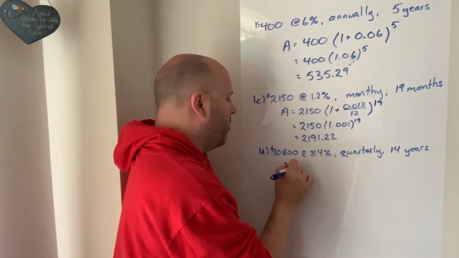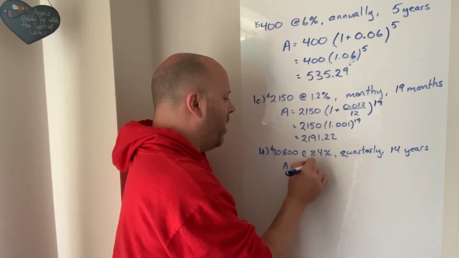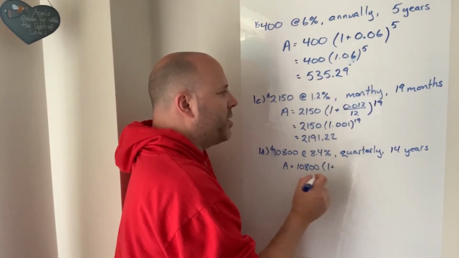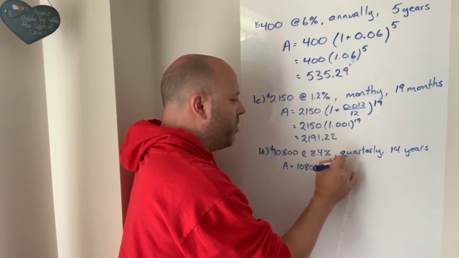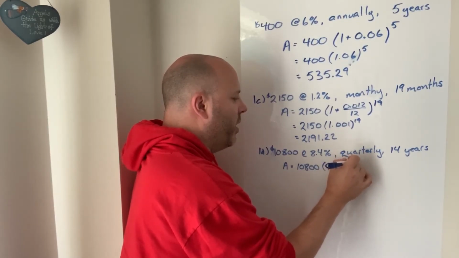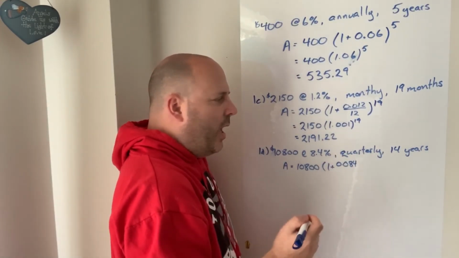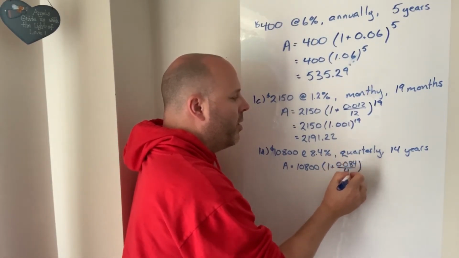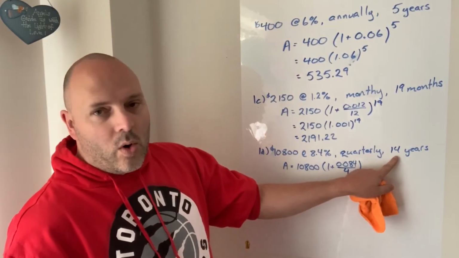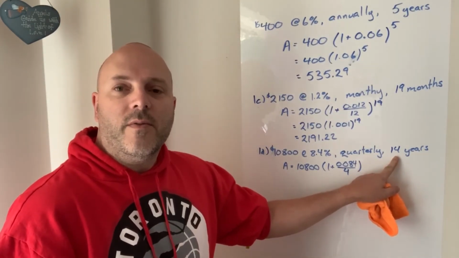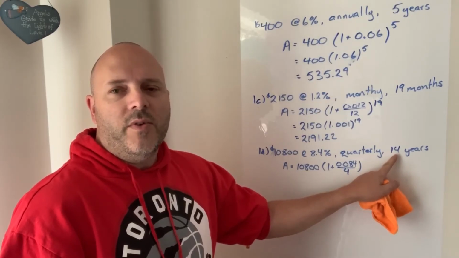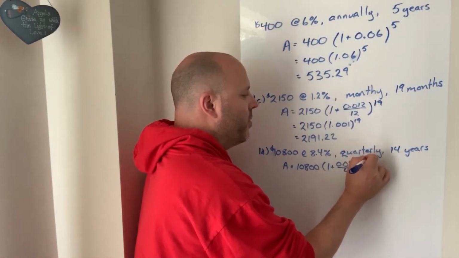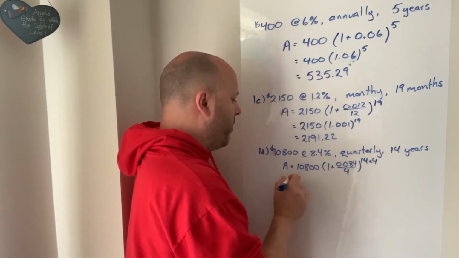Okay, same idea. My future amount is going to be the original principal, $10,800, times 1 plus the interest rate, 0.084, written as a decimal. And it's a quarterly investment, so I'm dividing by 4. This time they didn't tell me how many quarters it was invested for. They told me it was invested for 14 years. So to figure out how many quarters that is, I multiply that by 4. So it's 14 times 4.